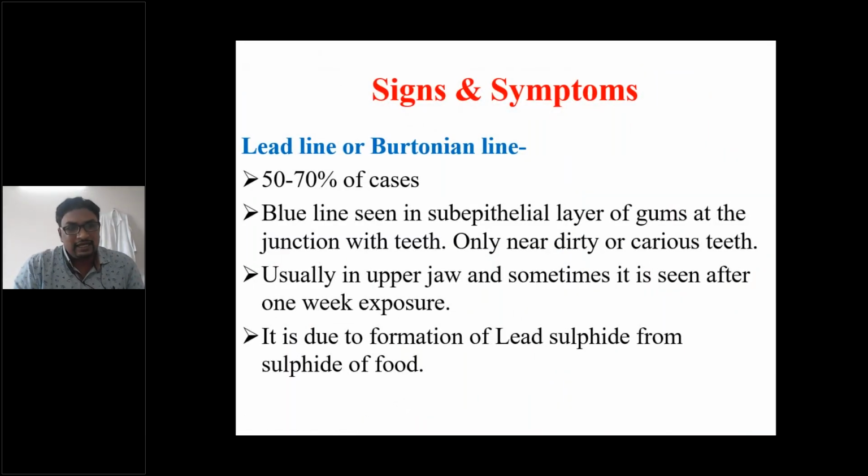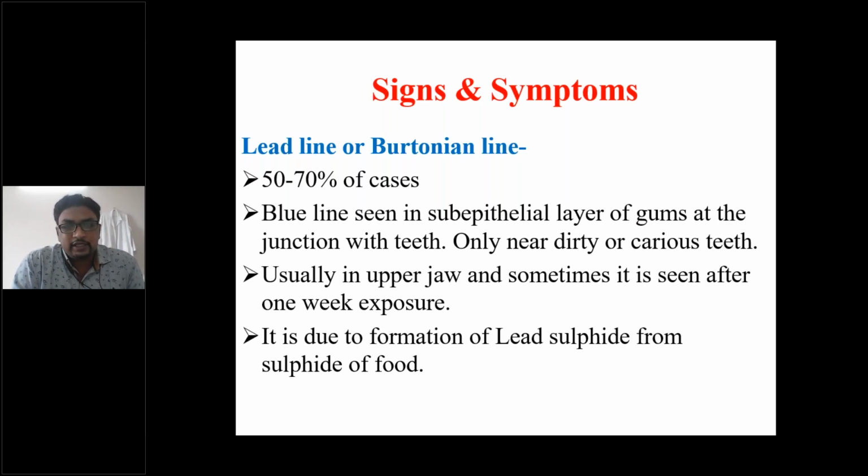Third one is lead line or Bartolian line. So the first symptom is facial pallor. The second is anemia. The third is lead line or Bartolian line. We have Mees lines in arsenic poisoning. We have lead line or Bartolian line in lead poisoning. So it is seen in about 50 to 70% of the cases.